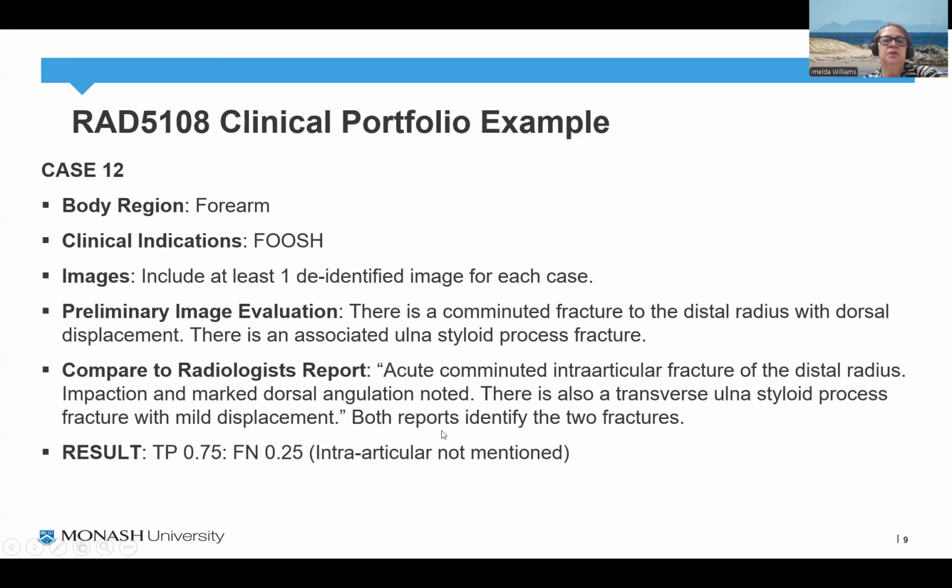So between the two reports, both reports identified the two fractures. However, one of the very key findings was that the radiologist mentioned that this is intra-articular, which is a significant finding. So when you write up your result, your true positive would be 0.75. And then false negative for missing out on that pathology is 0.25.